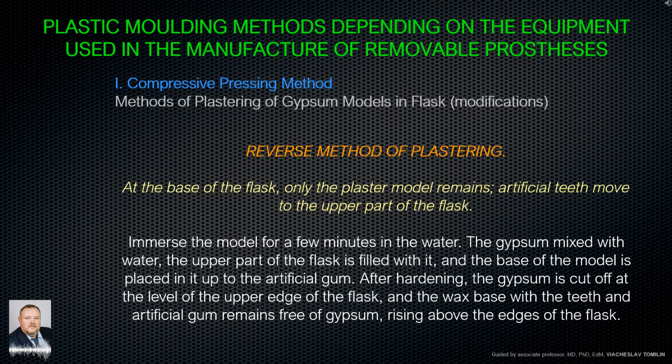Immerse the model for a few minutes in the water. The gypsum is mixed with water, the upper part of the flask is filled with it, and the base of the model is placed in it up to the artificial gum. After hardening, the gypsum is cut off at the level of the upper edge of the flask, and the waxed base with the teeth and artificial gum remains free of gypsum, rising above the edges of the flask.